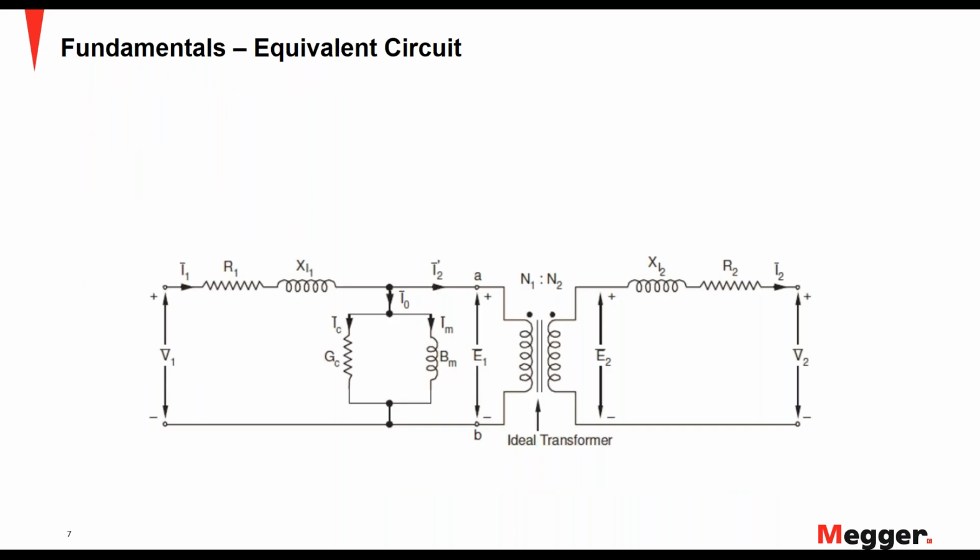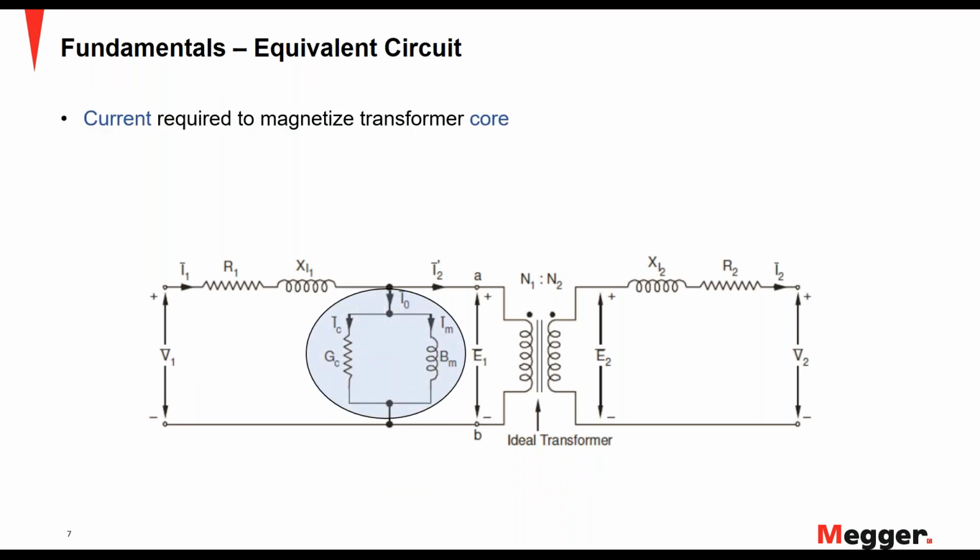So you should be able to see now the equivalent circuit of a transformer. Today we are going to discuss magnetizing current, or excitation current, which is the current required to magnetize the transformer core. And then we will be looking at the DC resistance of transformer windings. You can see here there are a few more components involved in the transformer equivalent circuit that could affect the measurement of these values.